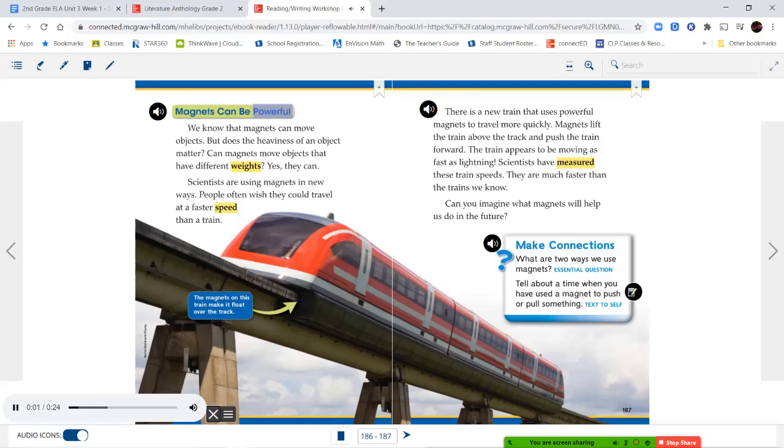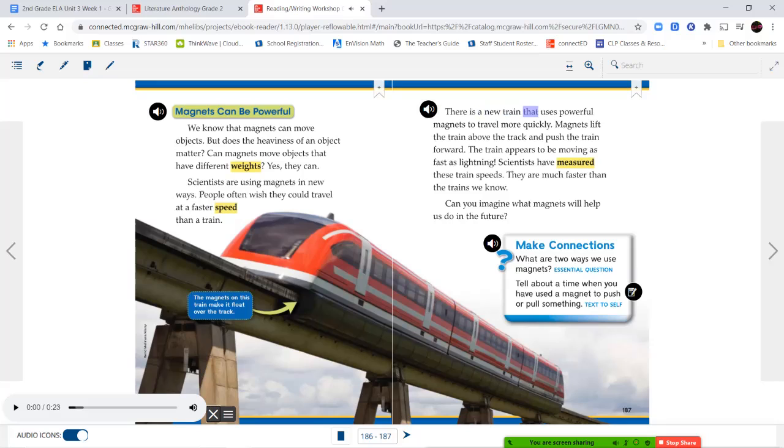Magnets can be powerful. We know that magnets can move objects. But does the heaviness of an object matter? Can magnets move objects that have different weights? Yes, they can. Scientists are using magnets in new ways. People often wish they could travel at a faster speed than a train. The magnets on this train make it float over the track.